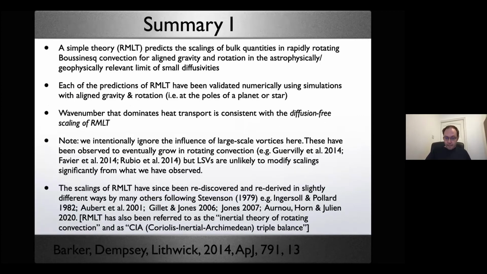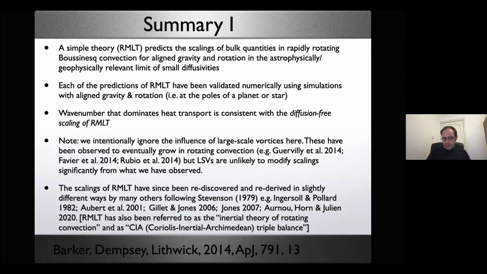So to summarize this particular piece of work, before I move on to the tilted case with misaligned gravity and rotation: a very simple rotating mixing length theory predicts the scalings of bulk properties in rapidly rotating convection when you have aligned gravity and rotation. It works well in the regime of small diffusivities, and each of the predictions has been validated numerically using simulations.